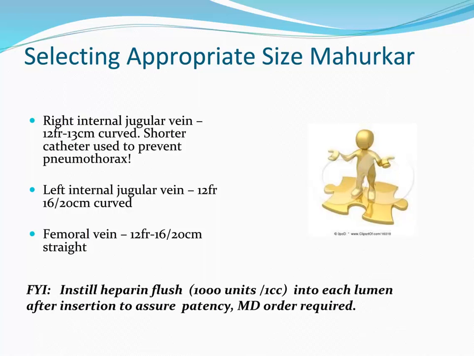If the catheter is being placed in the right IJ, the shorter 13 cm curved catheter is recommended to prevent a pneumothorax. If the left IJ is selected, you will need a longer 16 to 20 cm curved catheter. Think of it as left needs to be longer. If femoral access is chosen, the 16 to 20 cm straight catheter is needed.